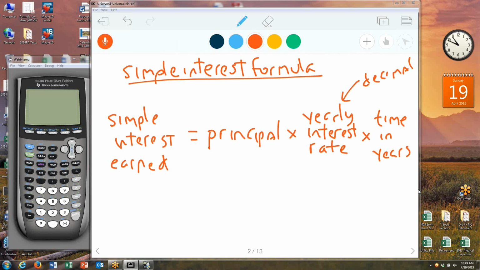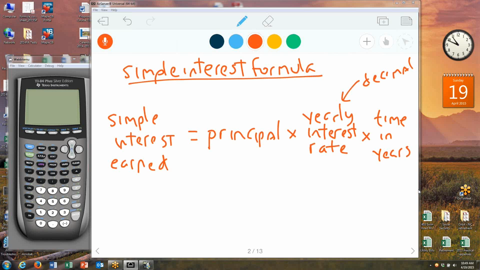is just what it appears there. The simple interest earned is equal to the principal, which is how much you start with, times the yearly interest rate as a decimal. So notice we did 10%, decimal is 0.10. If it was 5%, it'd be 0.05, times the time in years, so the number of years that we have.